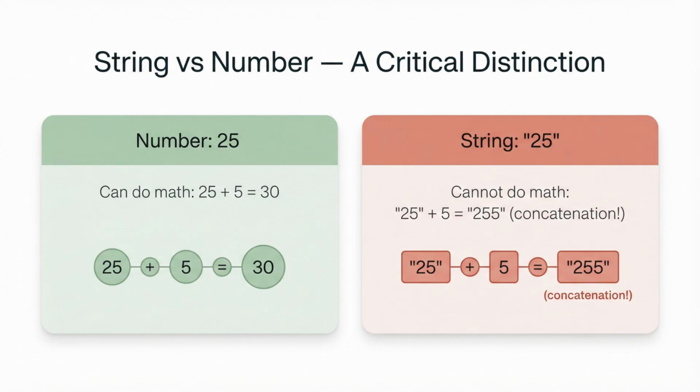One of the most important distinctions to understand is the difference between a number and a number stored as a string. The value 25 as a number lets you do arithmetic. 25 plus 5 equals 30. But the value "25" wrapped in quotes is a string. If you add 5 to it, JavaScript concatenates them and gives you the string "255". This is a very common bug, so always be aware of what type your data is.